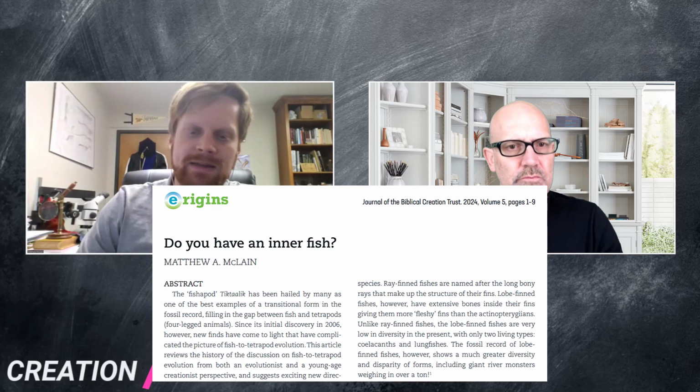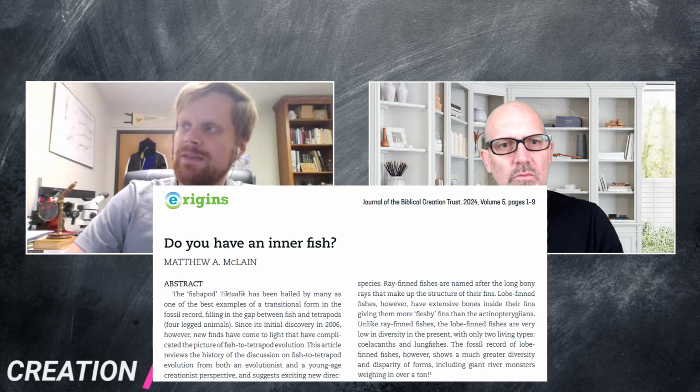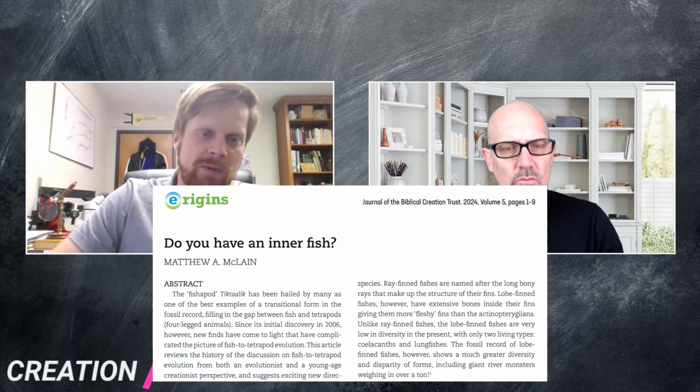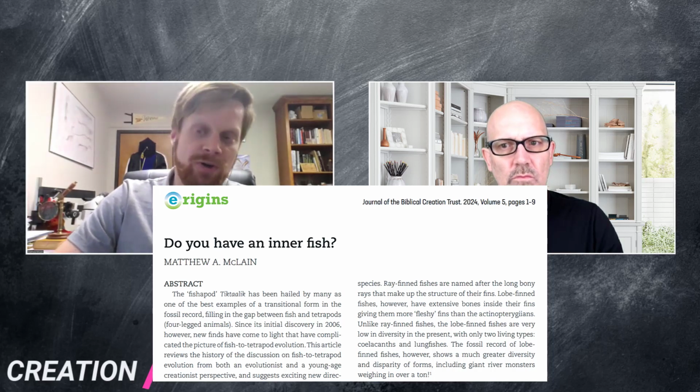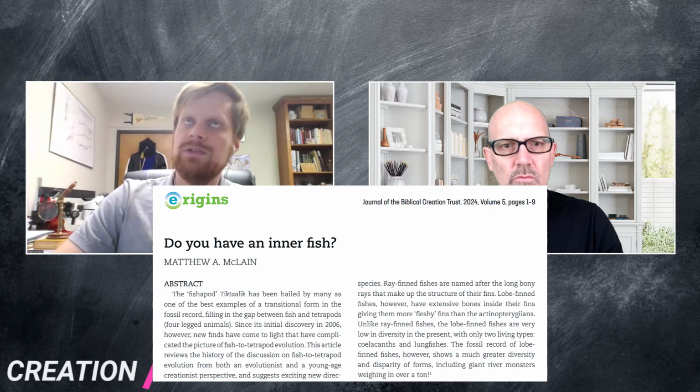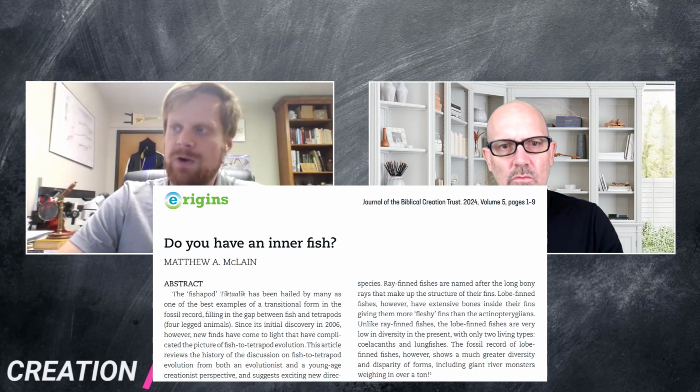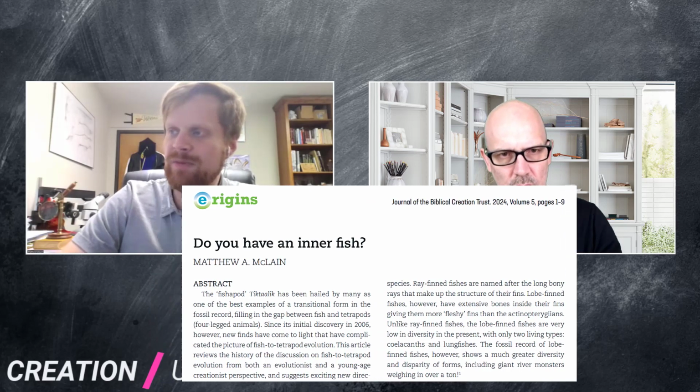Let me see if I can find it here. What's the name of the paper for viewers? Well, it's called "Do You Have an Inner Fish?" It is published by the Journal of Biblical Creation Trust, which is called E-Origins. It's free online. You can download it. And the journal is designed to have articles that would work for a semi-technical audience. So if you're at all familiar with this kind of stuff, you should be able to follow it for the most part, which is cool. And so I wanted to, let me see if I can find it. Oh, here we go.